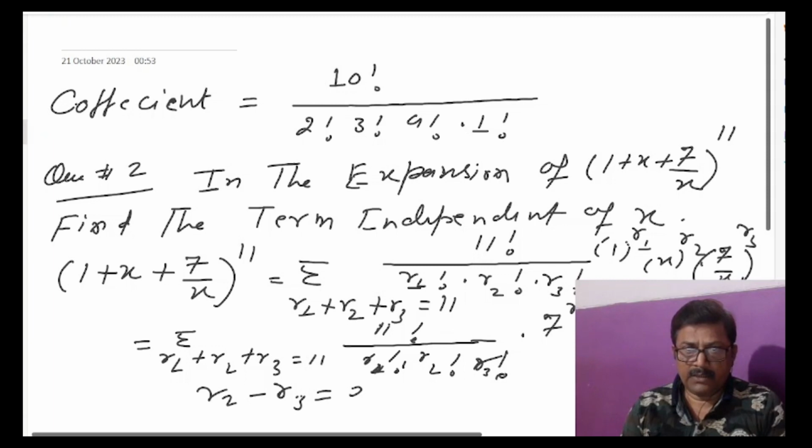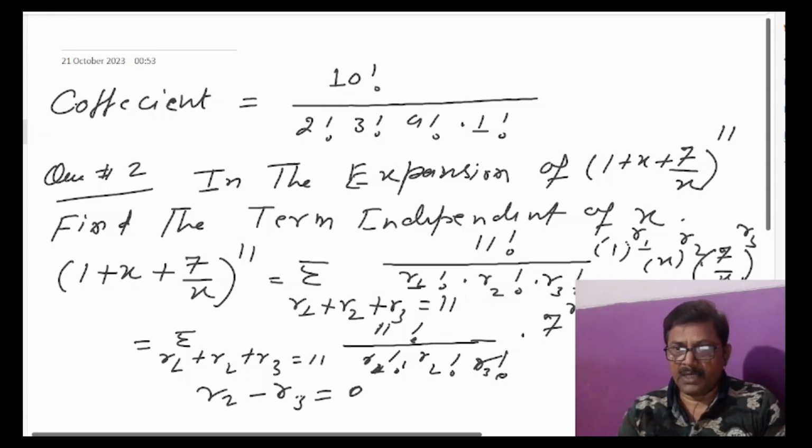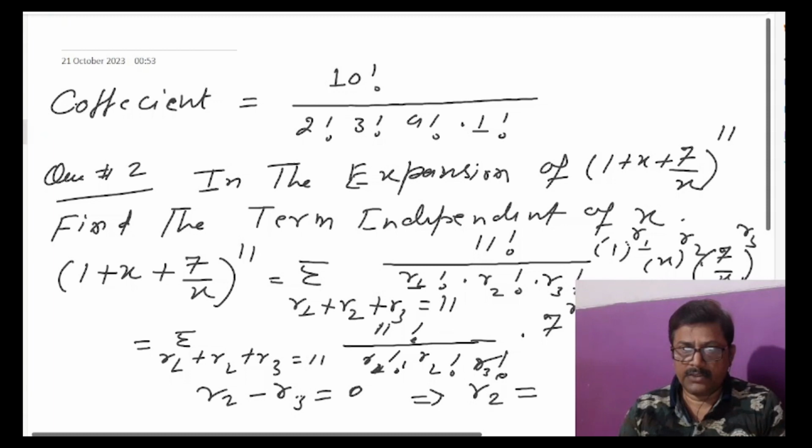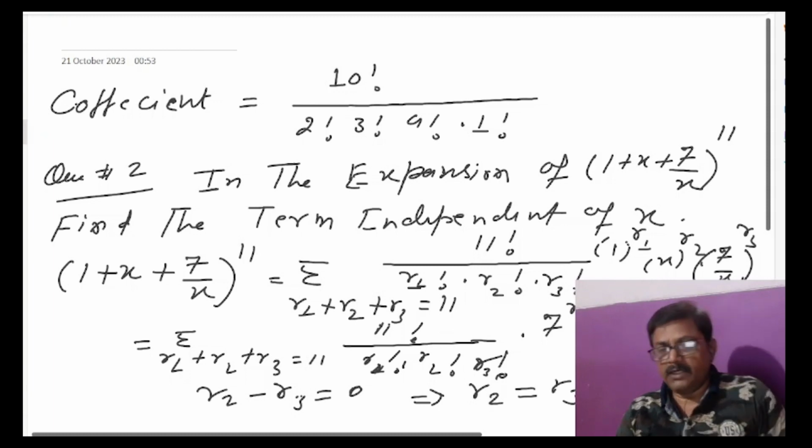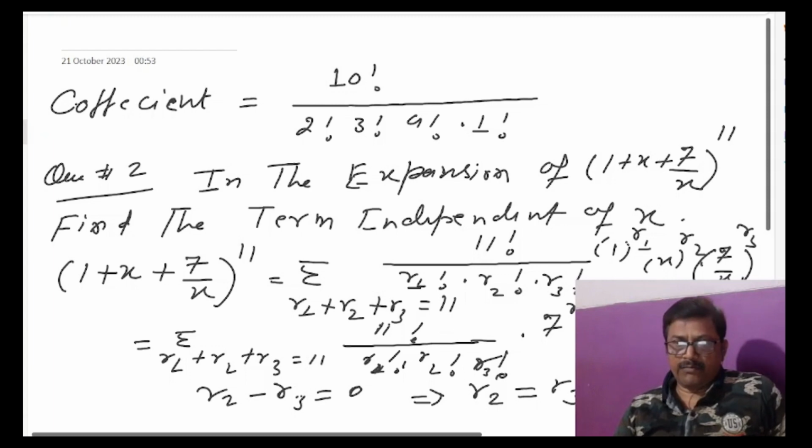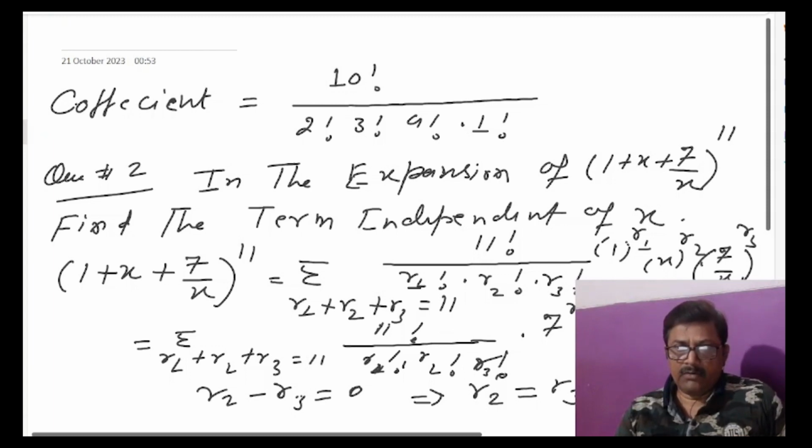What we want? Term independent of x. So we put the power equal to 0. x to the power 0 will be 1, so there will be no term of x. So R2 minus R3 equal to 0. So we got the result R2 equal to R3. Okay. Now R2 should be equal to R3. Now R1 plus R2 plus R3 is equal to what?